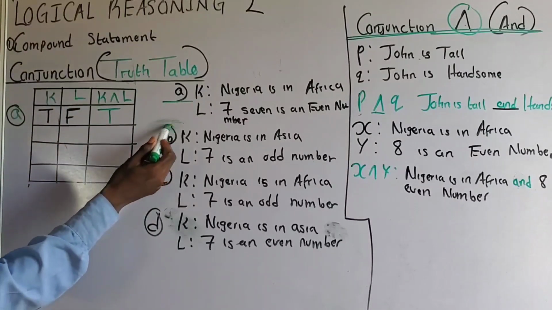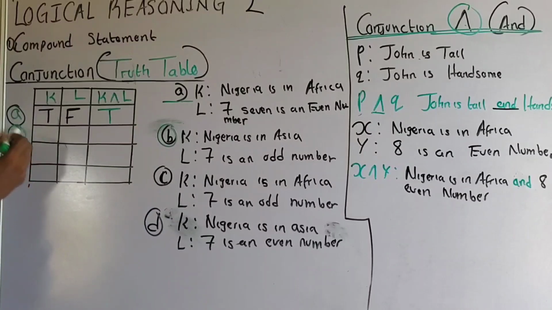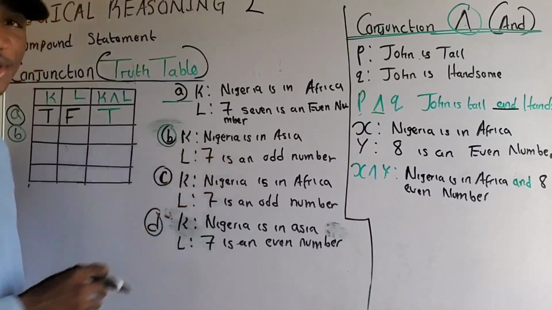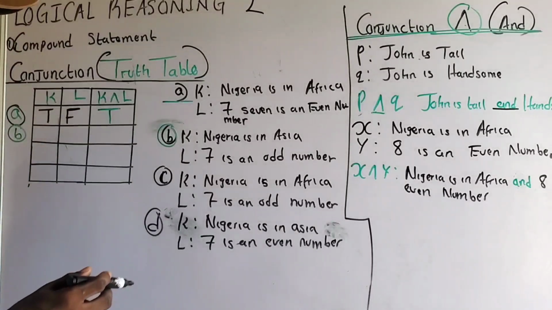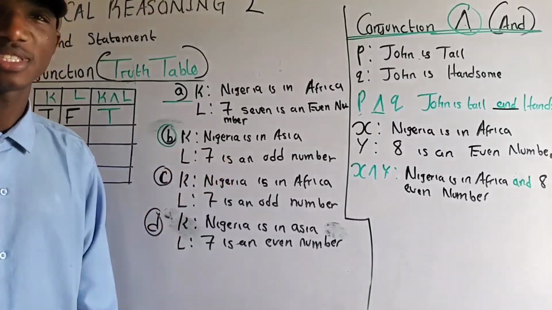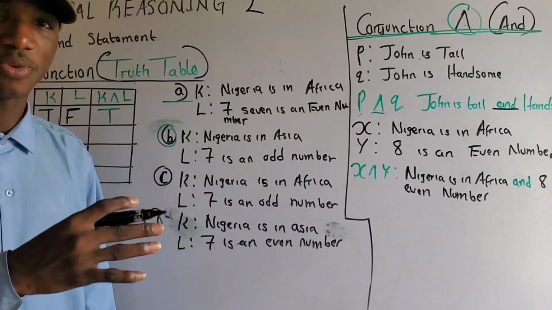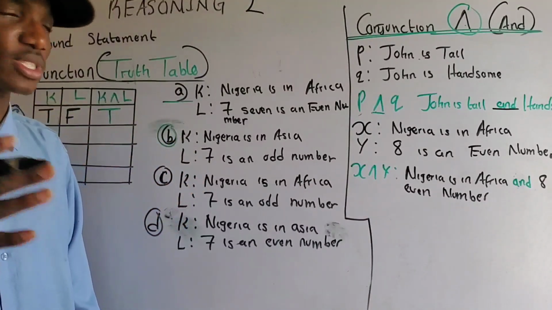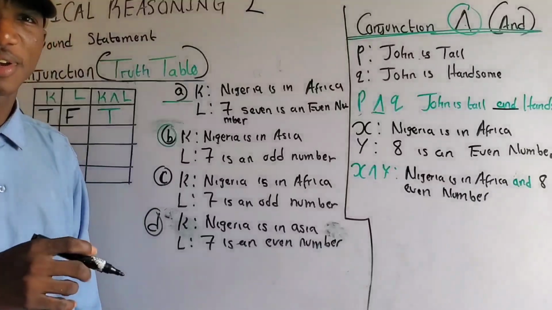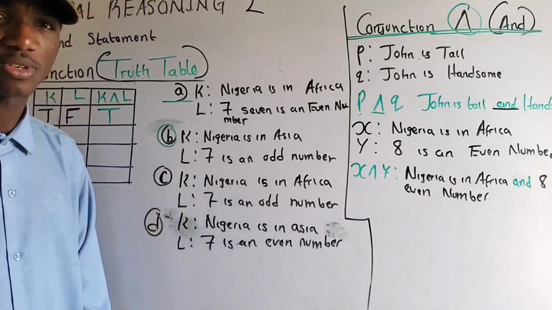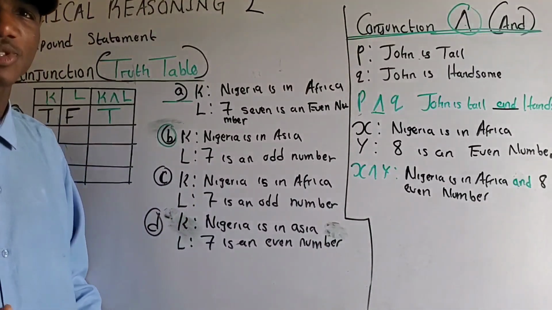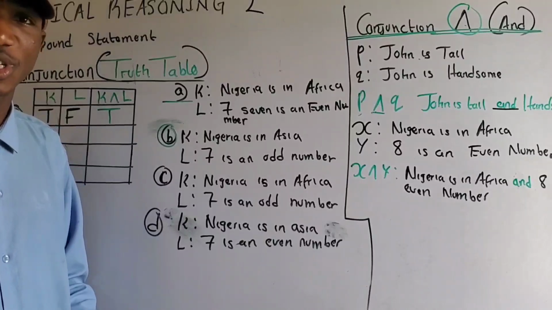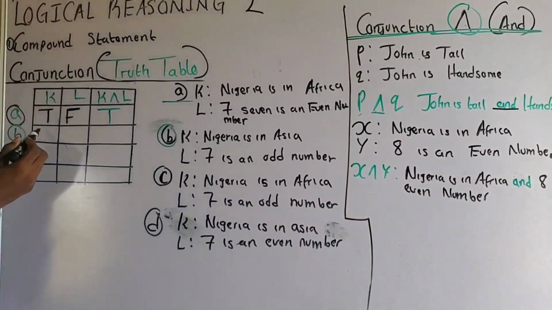Now let's look at the second statement, B. Now K here. K is: Nigeria is in Asia. Now, what is the truth value of this statement? I told you, truth value reveals the identity of a statement. It tells whether a statement is true or not. Nigeria is in Asia. Is the statement true or not? It is false. The statement is not true because Nigeria is an African country. So the statement K here will be false. Do you understand?